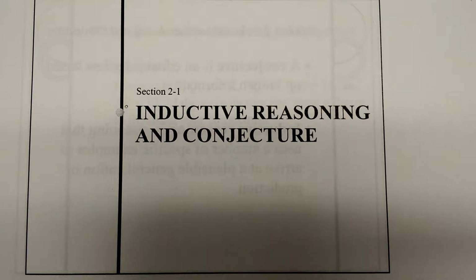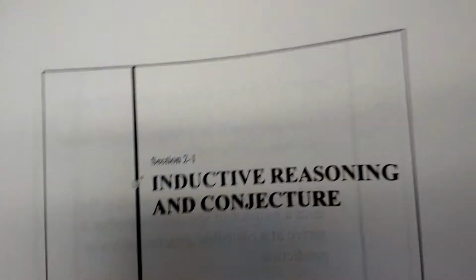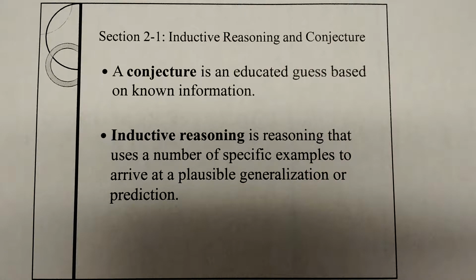Section 2.1, inductive reasoning and conjecture. So our main ideas in vocab. Alright, so a conjecture is just an educated guess based on known information, and inductive reasoning is the process of using examples to arrive at a conjecture itself.